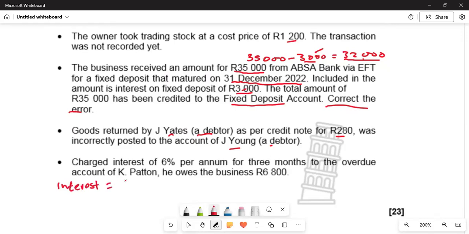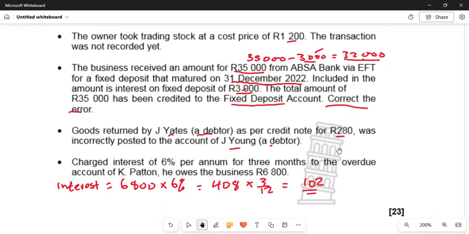Interest is going to equal 6,800 multiplied by 6%, which is going to give us 408, multiplied by 3 over 12, which is going to give us 102 as our interest. This is our interest. So we are to go and calculate it, and we are to go and record it.